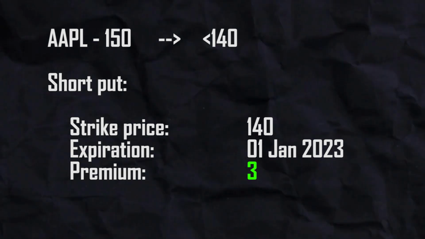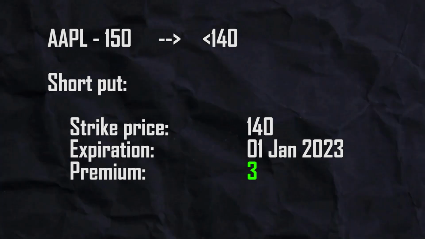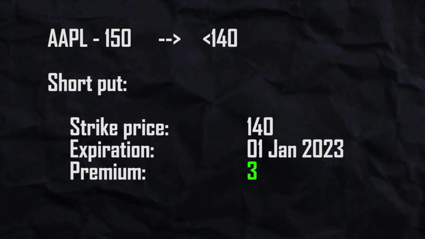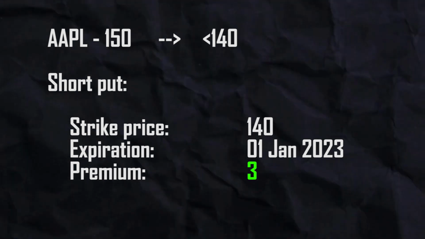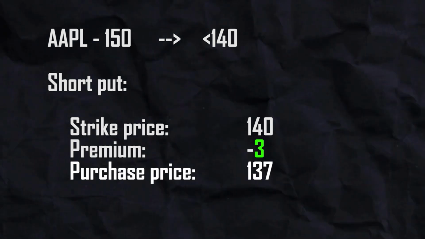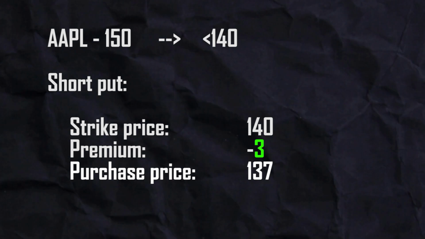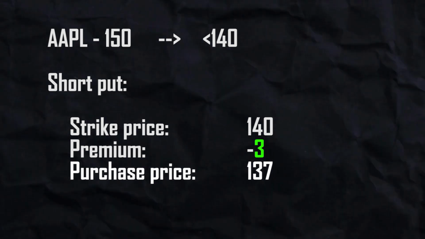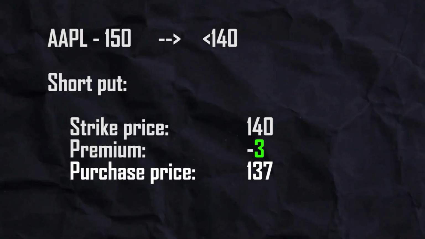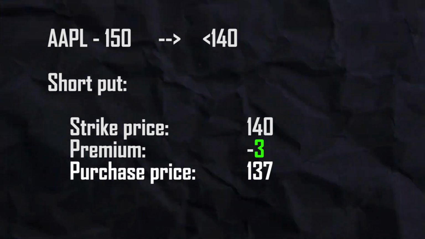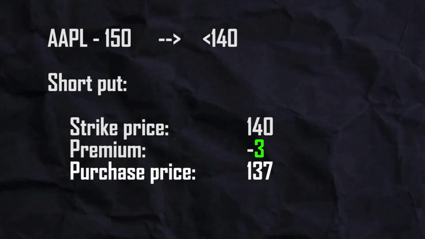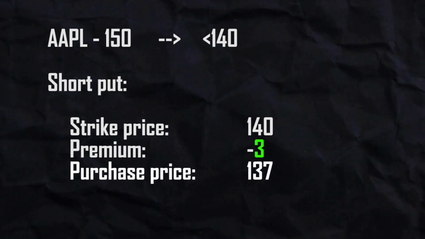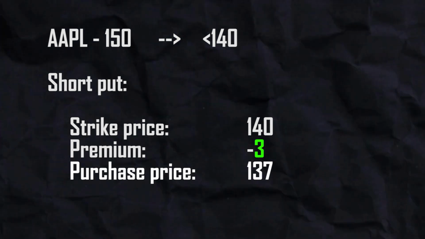If Apple trades below $140 at expiration date, the option will be exercised and we buy Apple shares at $140 per share. Because we received the premium of $3 per share, our purchase price will be roughly $137 per share. We are therefore able to acquire Apple shares at a discount of $3 to the current stock price of $140.